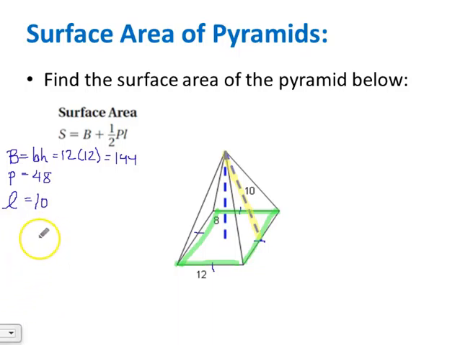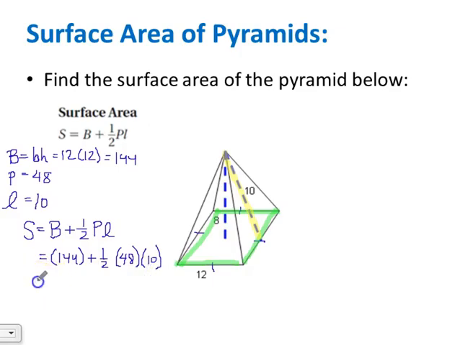Now we can plug those pieces into the formula. Surface area equals capital B plus 1/2 the perimeter of the base times the slant length. We know the capital B is 144 plus 1/2. The perimeter was 48 and our slant length was 10. So let's clean this equation up. First, I'm going to look at the latter part of the equation, that 1/2 times 48 times 10, and I'm going to do 48 times 10, and I'm going to get 480. Then I'm going to divide that by 2 to get 240.